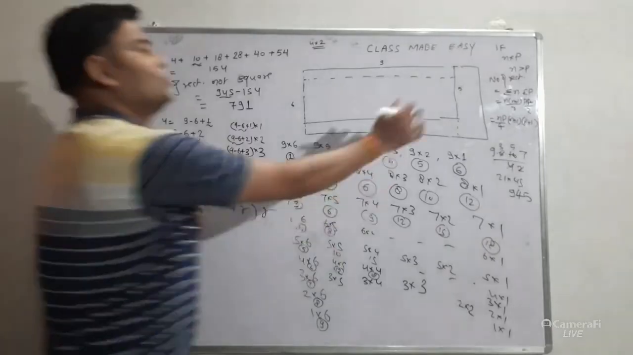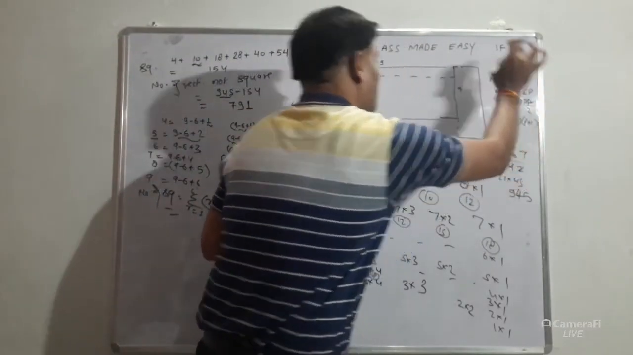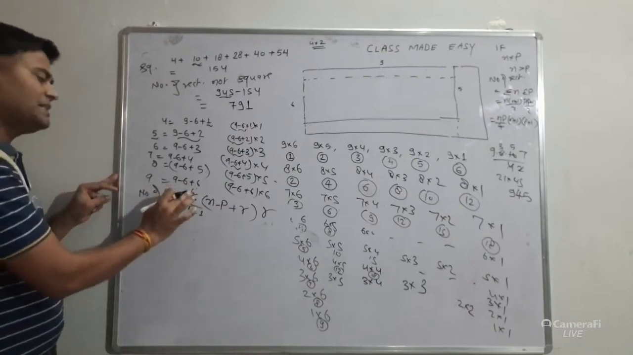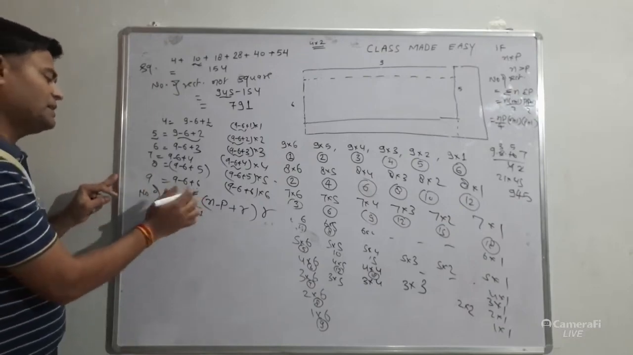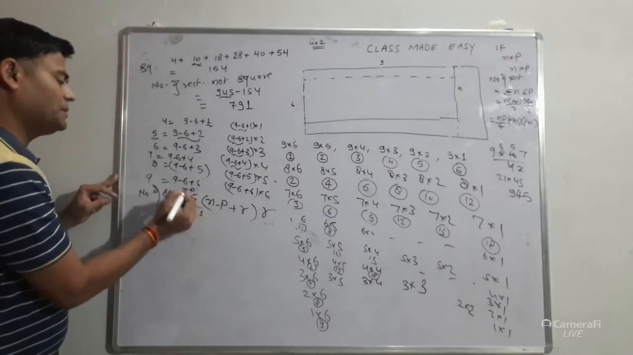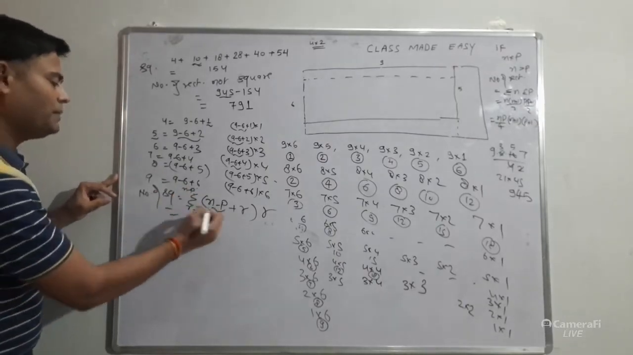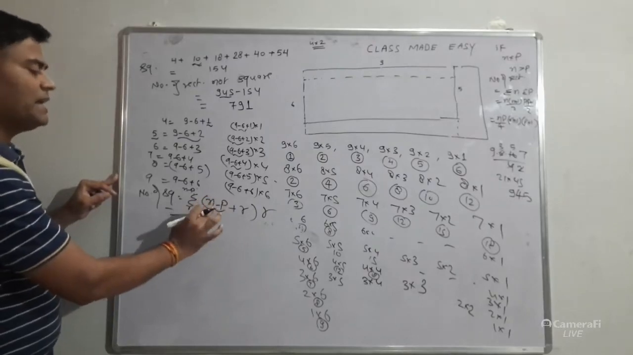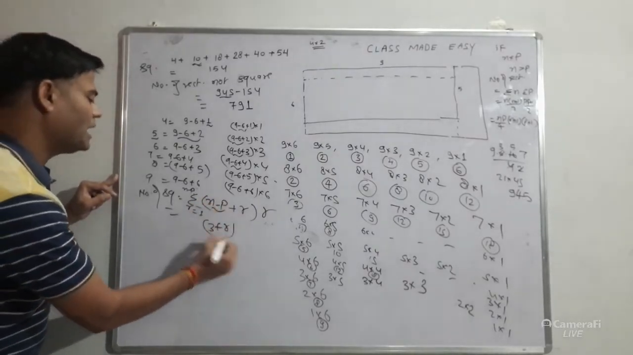Maximum r is from 1 to 6. See this, 1 to 6. 6 is n minus p. Only n minus p is the maximum. So n minus p is fixed. You can write this as 9 minus 6, which is 3, plus r, into r.